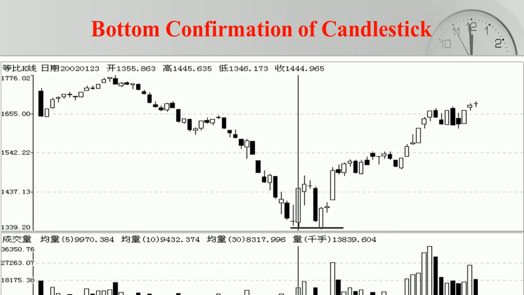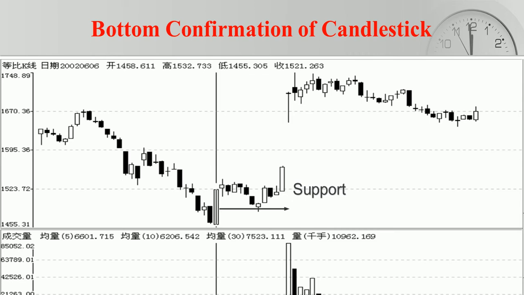The other possibility, the price drops to the previous low point. This is the support. So here it goes up again. So this is the bottom confirmation. Okay. So you should know that for the bottom confirmation of candlestick.